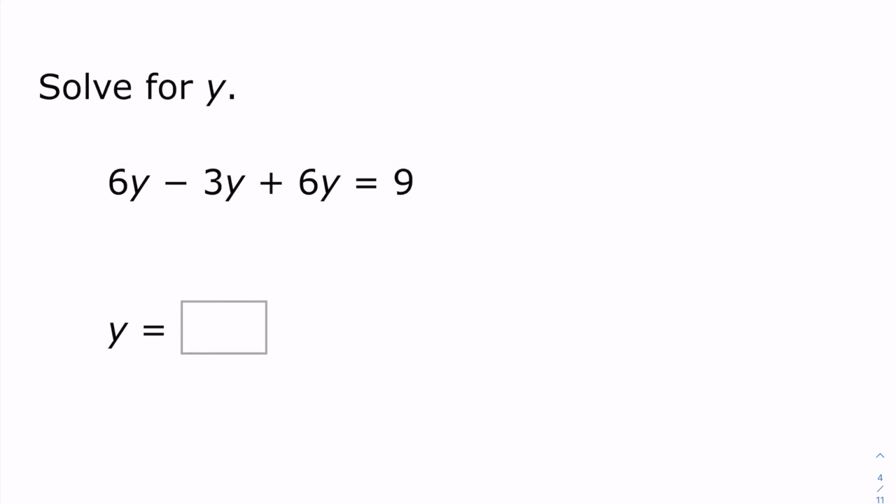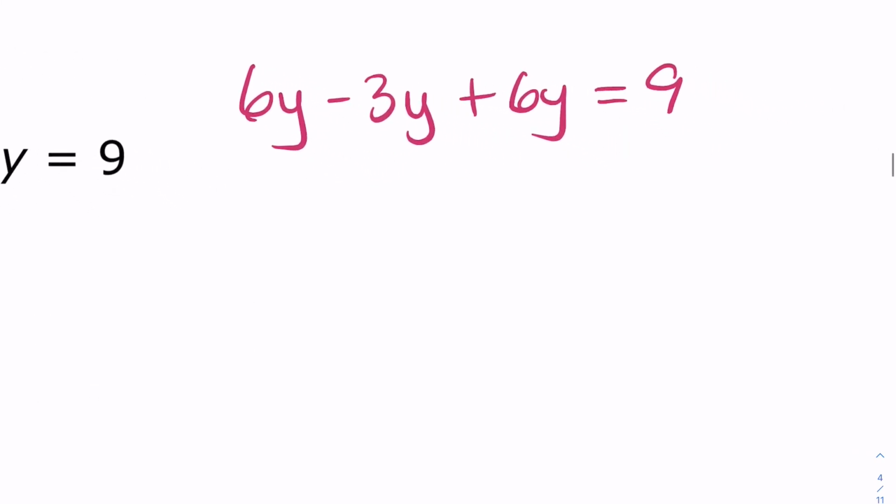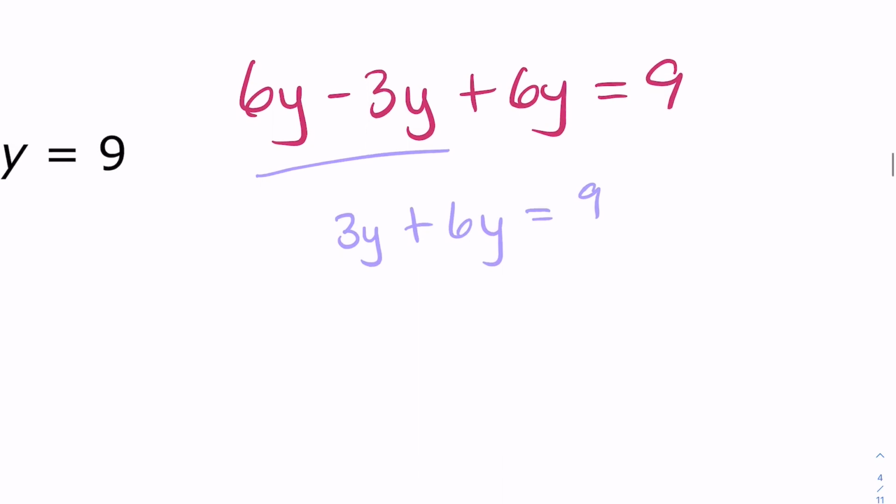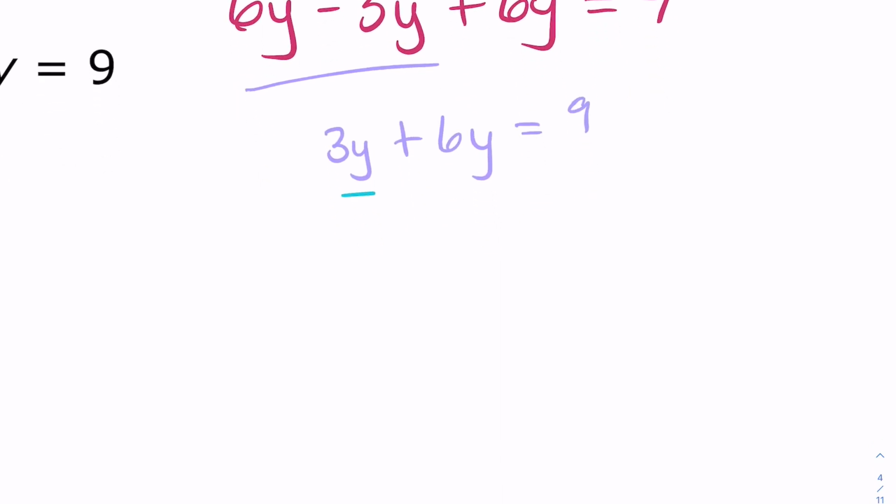We're going to do 6y minus 3y plus 6y equals 9. And I can combine all of these things together. So what is 6 plus 6 minus 3? Or let's do 6 minus 3 first, which is going to be 3y. I still have 6y left over. And then I'll combine these two, and I get 9y.